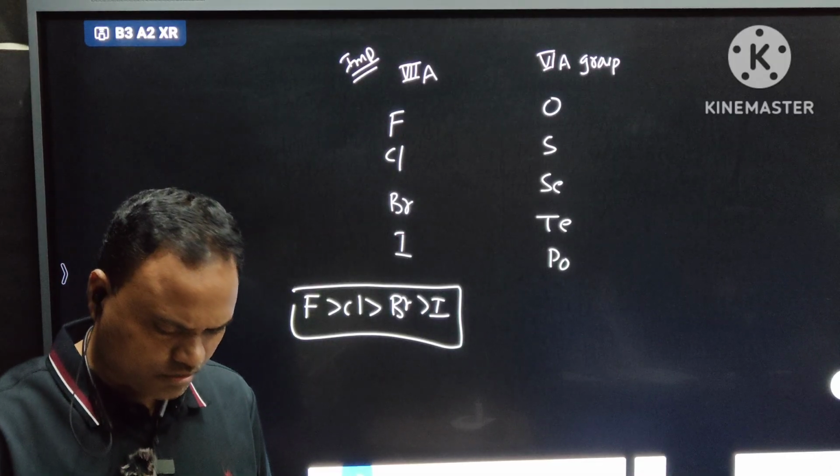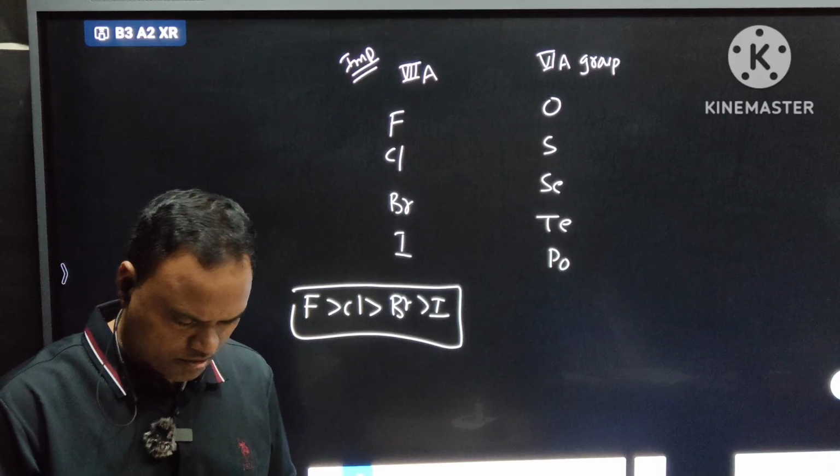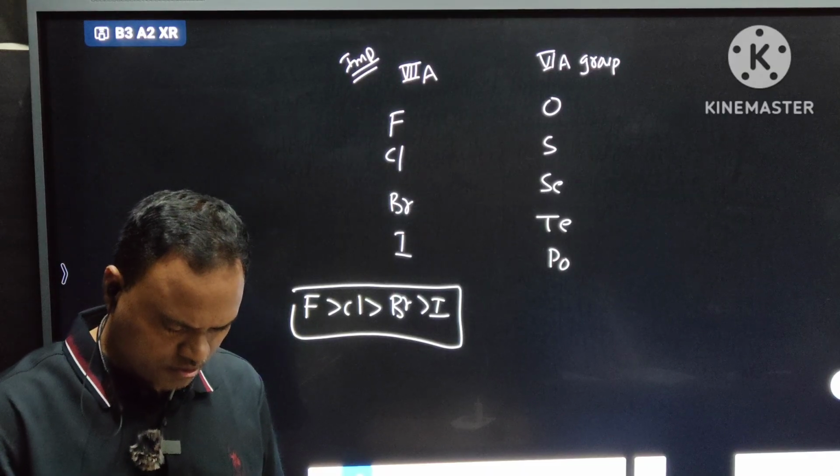Bhakti, are you following? Bhakti, Kritika, Surabhi.